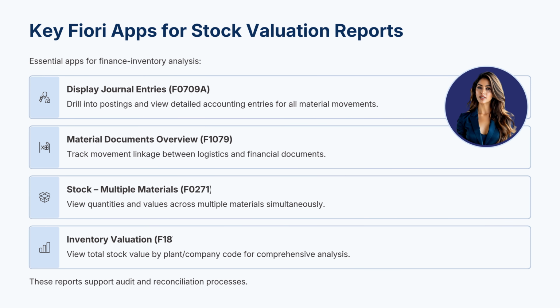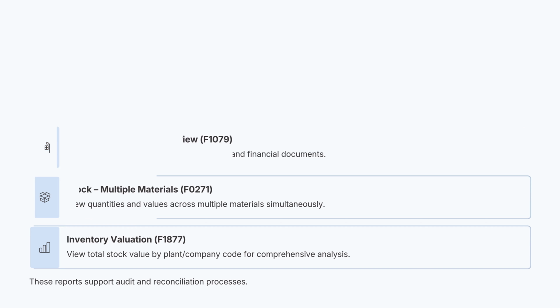Key Fiori apps for stock valuation reports. Several Fiori apps simplify financial validation. Display Journal Entries, F0717, shows accounting documents. Material Documents Overview, F1077, traces goods movements. Stock, Multiple Materials, F1076, provides value and quantity data. Inventory Valuation, F1078, summarizes valuation across plants. These are vital for reconciliation and audit readiness.